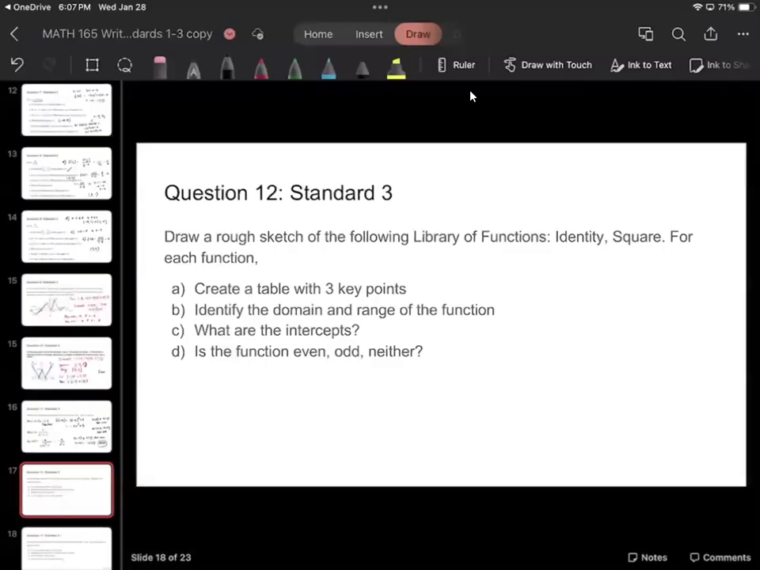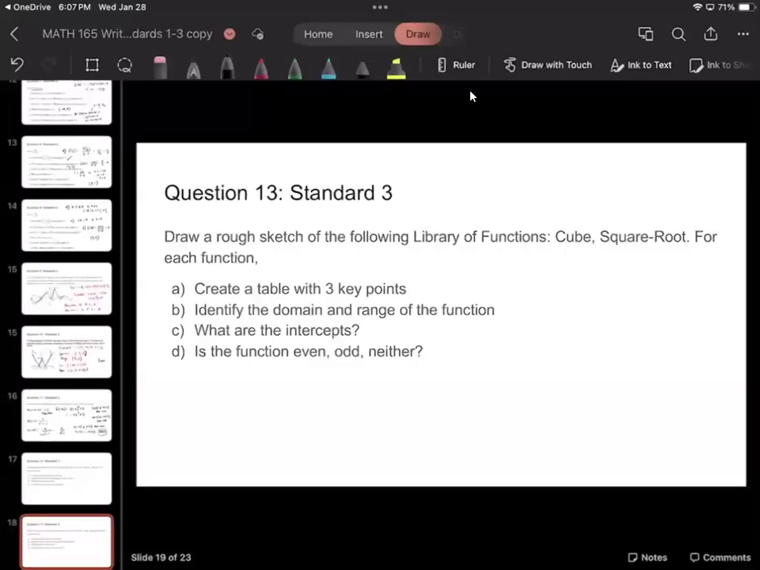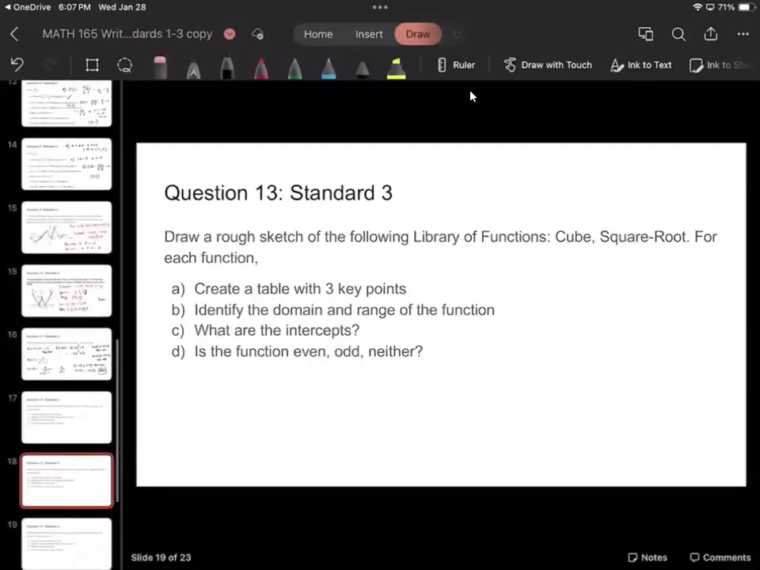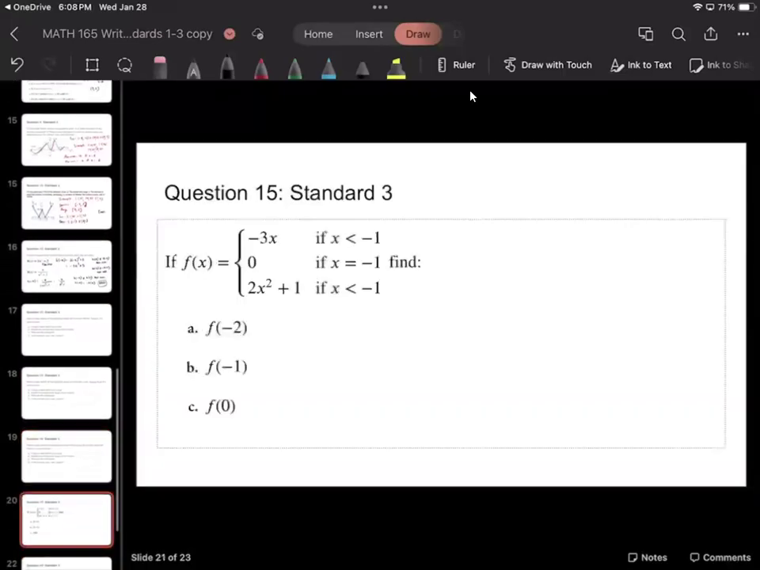Draw a rough sketch of the following library of functions, identity and square. For each function, create a table with 3 key points. Identify the domain and range. What are the intercepts? Is the function even, odd, or neither? I'm going to leave this alone because I will be including a separate video of all the library of functions. So this is something that I will just leave alone for now. Okay, so that's the same thing here. So these are all the library of functions.